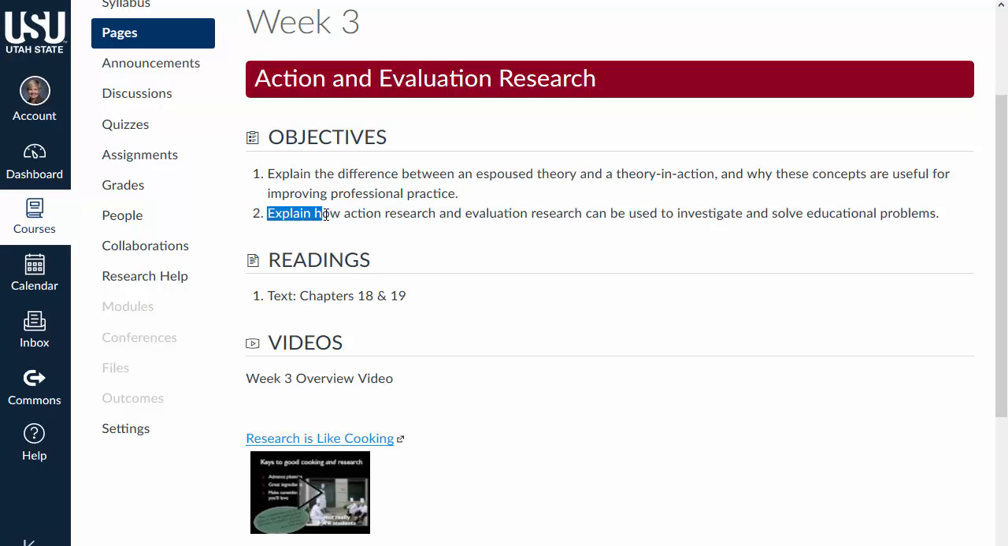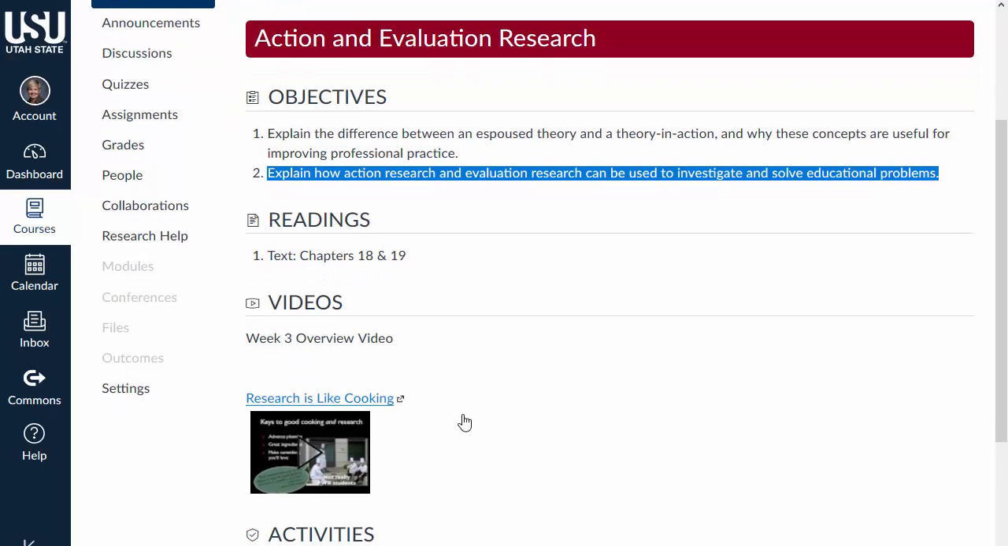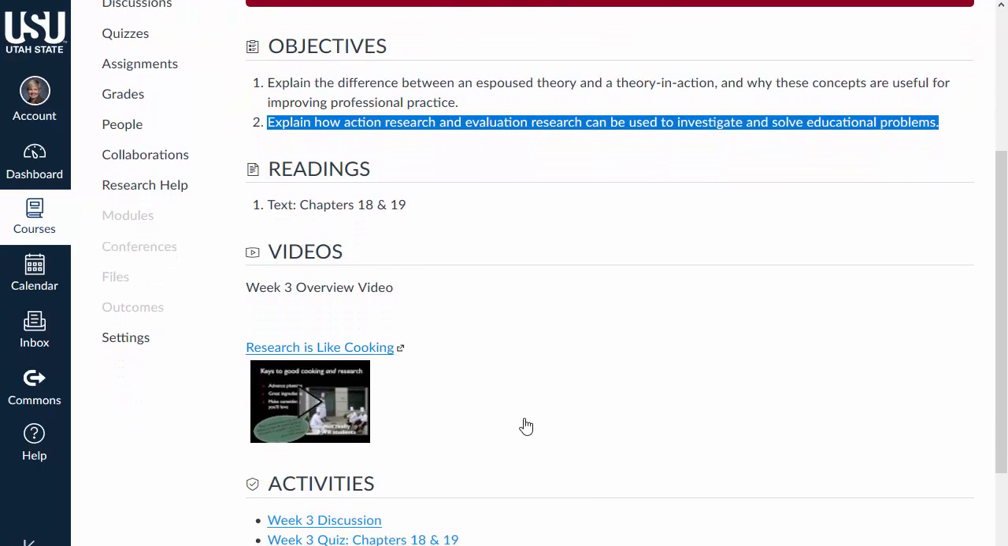The second objective for us this week is to explain how action research and evaluation research can be used to investigate and solve educational problems. And that's just to get you, again, not only looking at the problems of practice in the chapters, but thinking about your own problems of practice that you see in your situation. Begin to think about how you could change that, or in the case of getting credit towards your graduation degree, how you can formulate that into a separate project through option B of the final paper in this course. So my video will appear here, and then there's this fun overview about how research is like cooking.